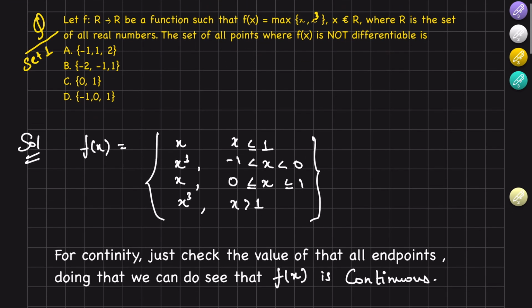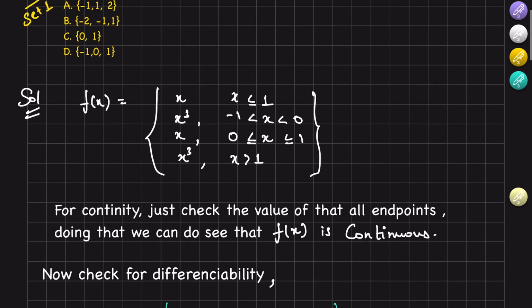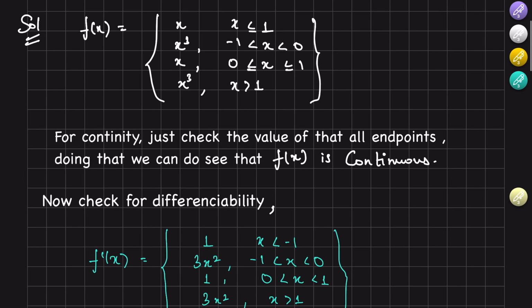As we can see, when we break f(x) down to the max of x comma x cube, we find that for x less than or equal to minus 1 we have x. From minus 1 to 0 we have x cube as the greater number. From 0 to 1 we have x. Greater than 1 we have x cube. So basically this is the composite function that we have.